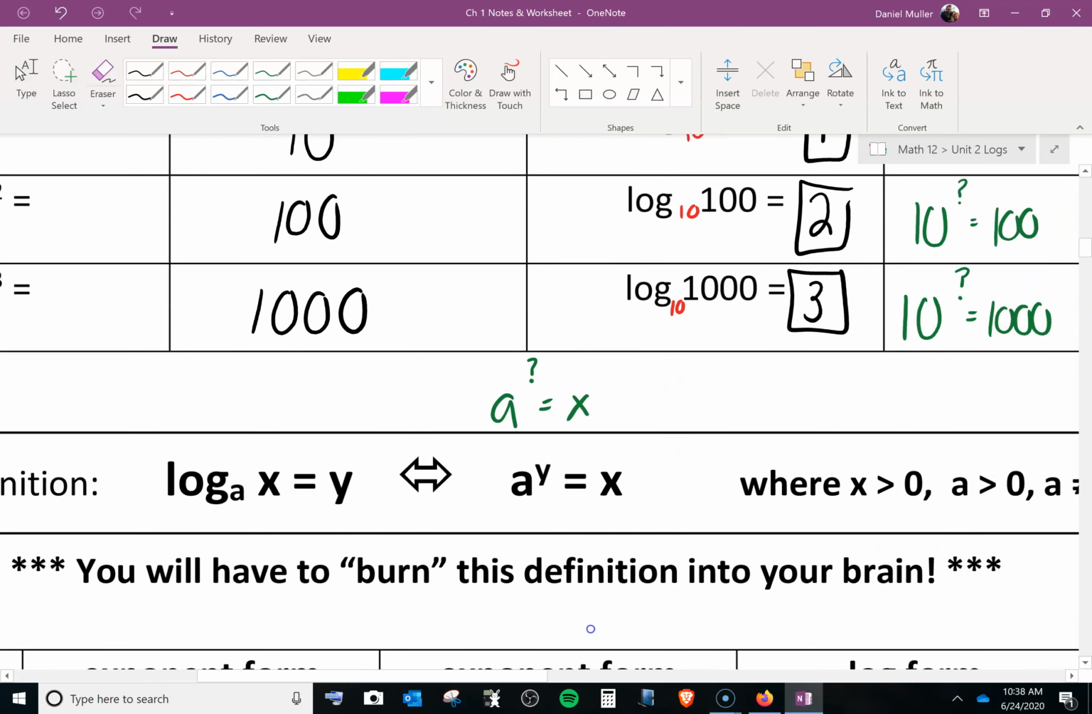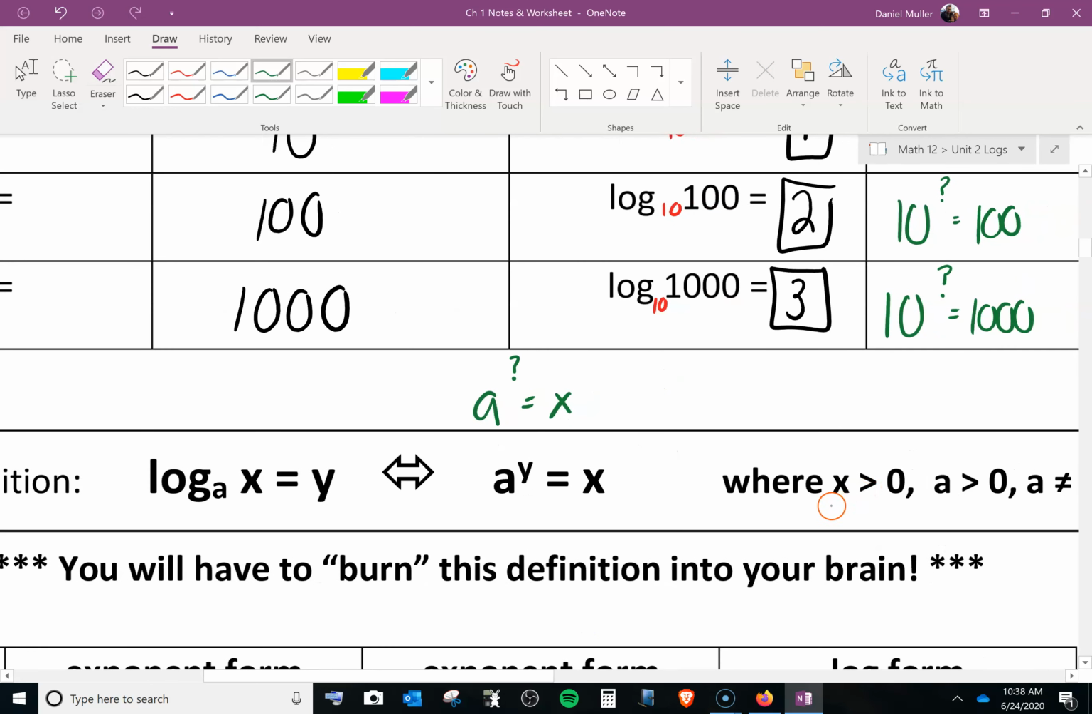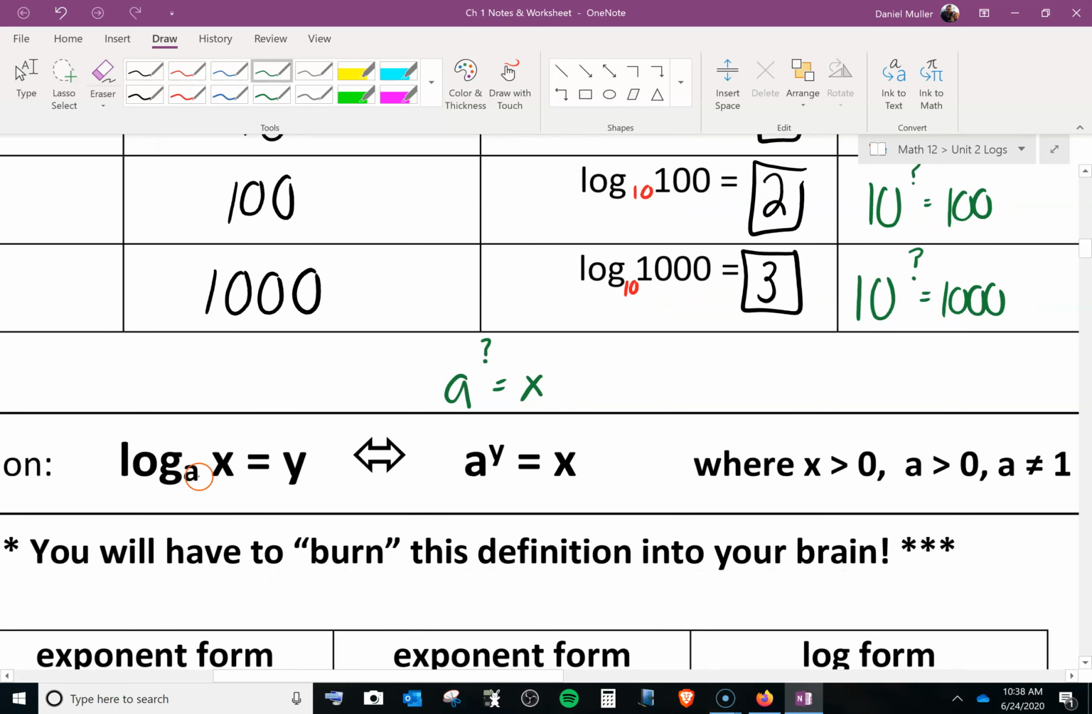Some things to note, that x has to always be bigger than, sorry, bigger than 0. It has to be a positive number, can't be 0. So this number right here has to be positive. And this number here always has to be positive as well.